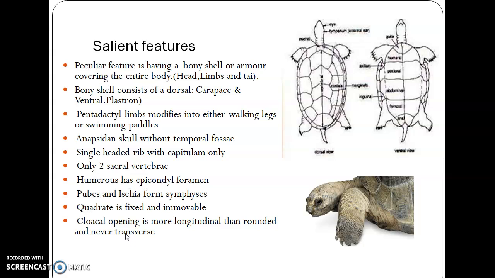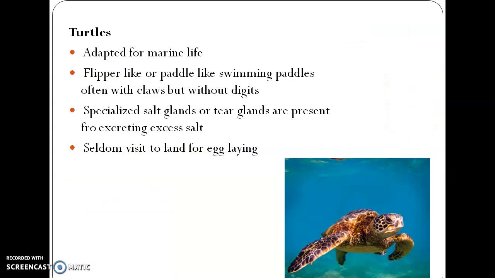Then about the cloacal opening. The cloacal opening is a slit-like structure which is generally concerned with passing out the fertilized egg from the female's body. It is actually longitudinal in nature rather than transverse. So these are the peculiar features of this order Chelonia.